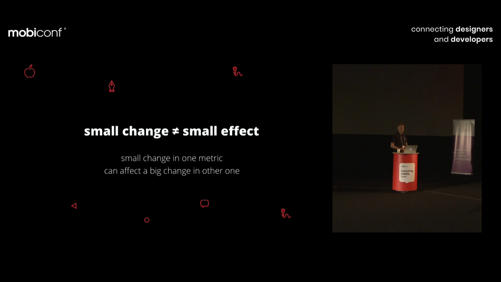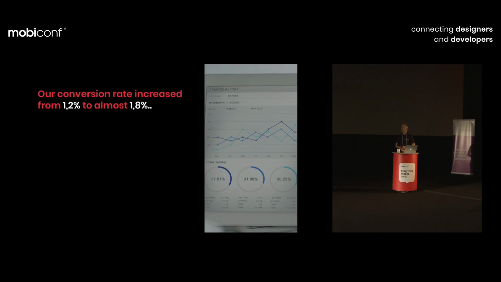So if we talk about small absolute change of numbers, we often talk about big effect. A small change does not always cause a small effect. And look at this example. We can say that our conversion rate increased from 1.2% to 1.8%, for example, in the last month. What do you think about it? Is it good, this increase? Is it enough? Is it a lot or is it not? What does it mean that our conversion rate is 1.8?